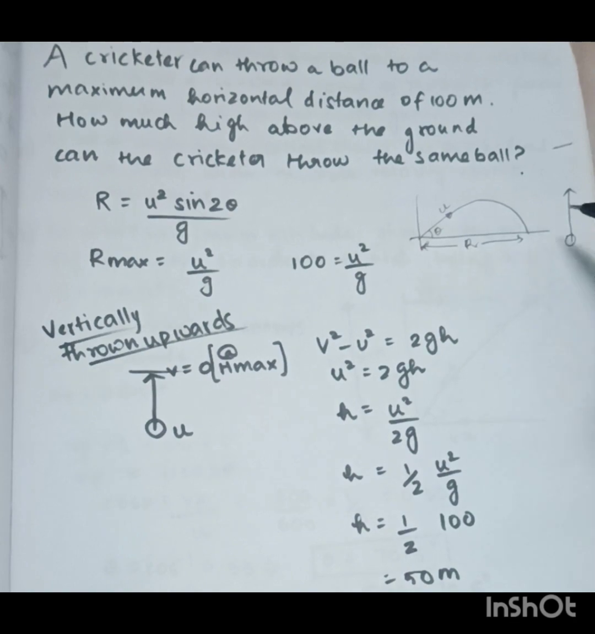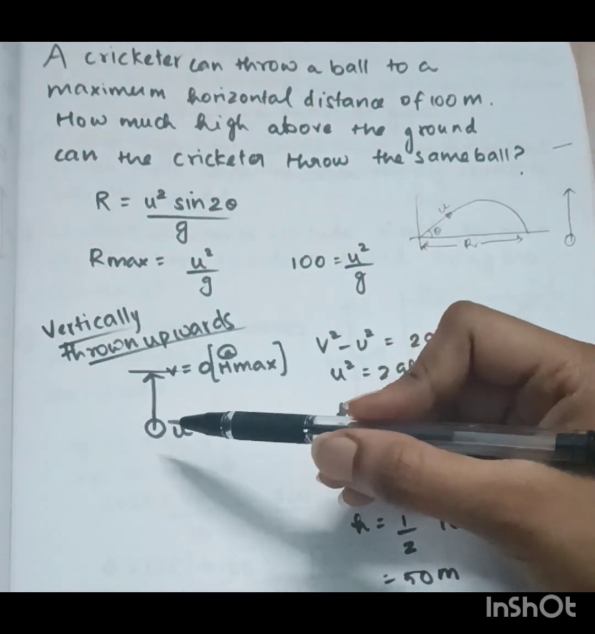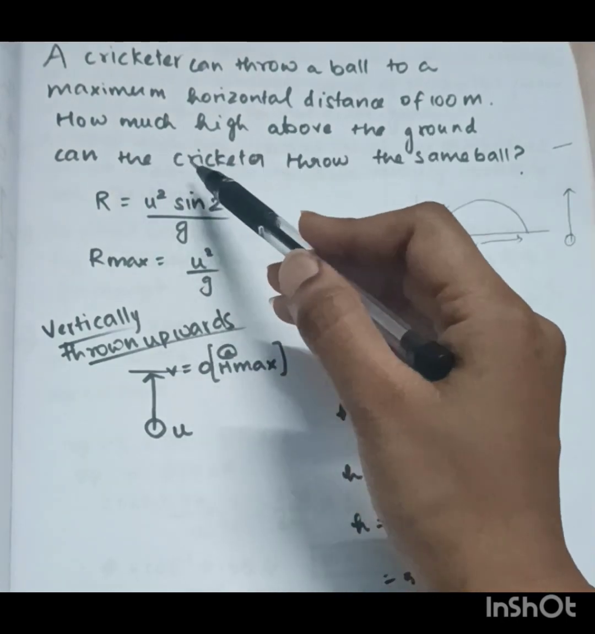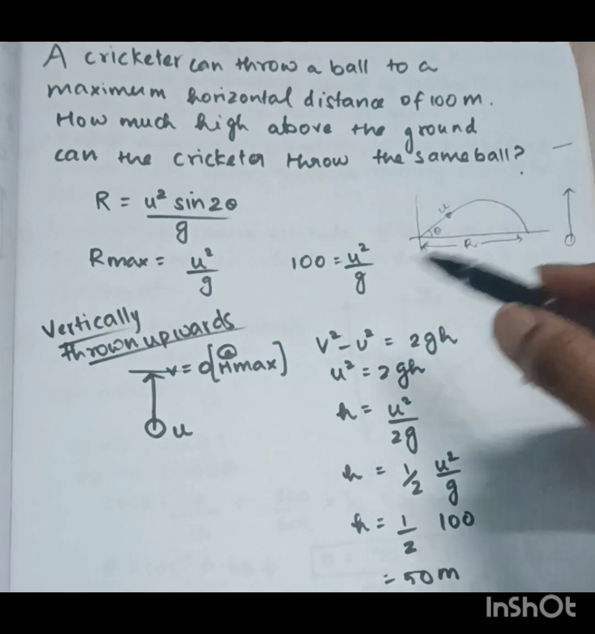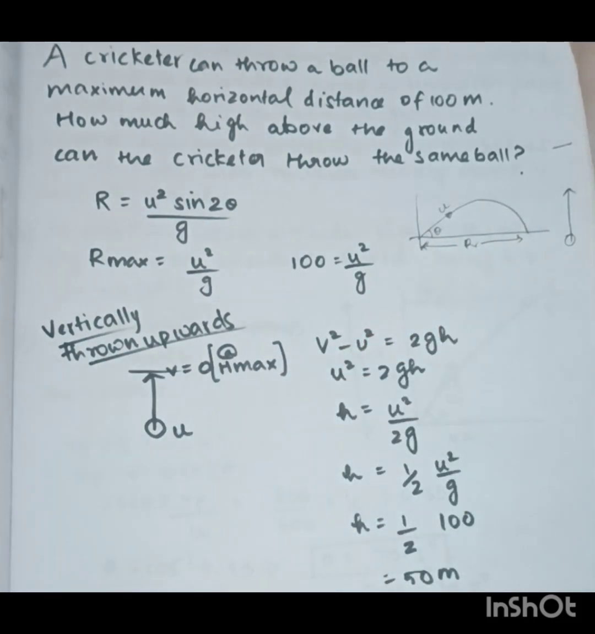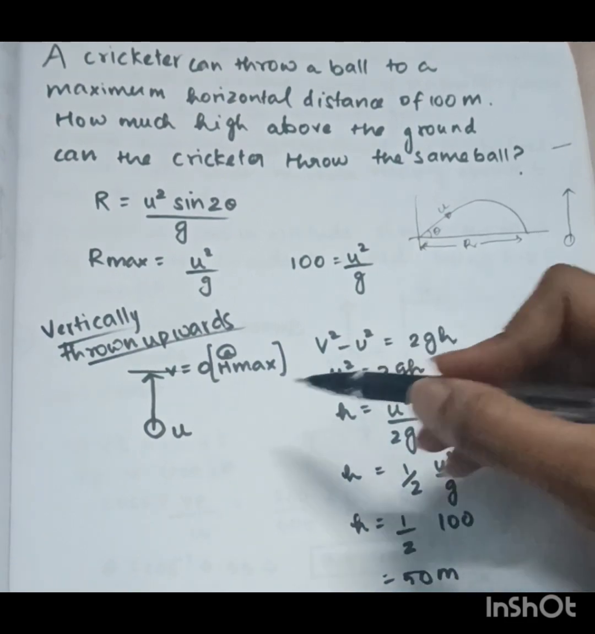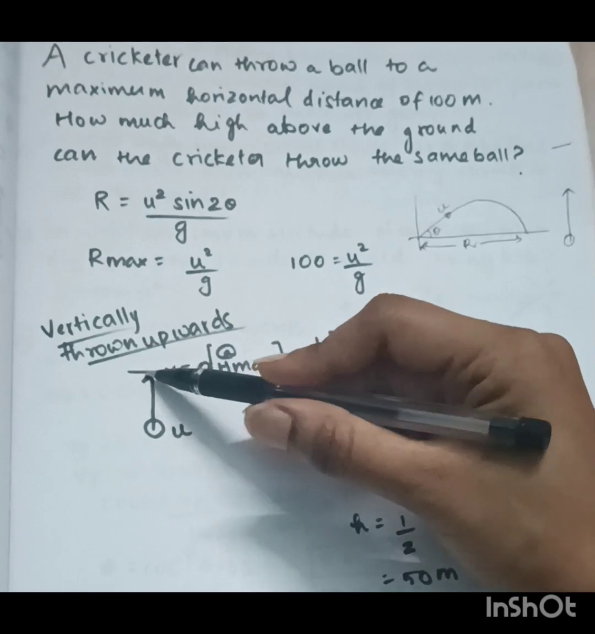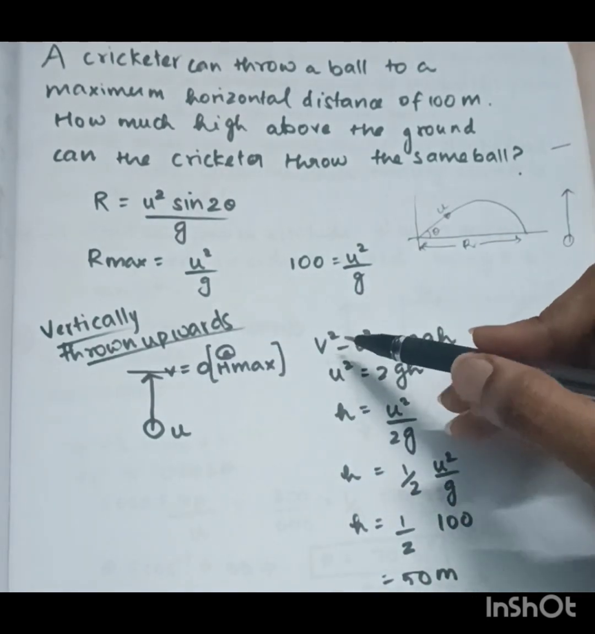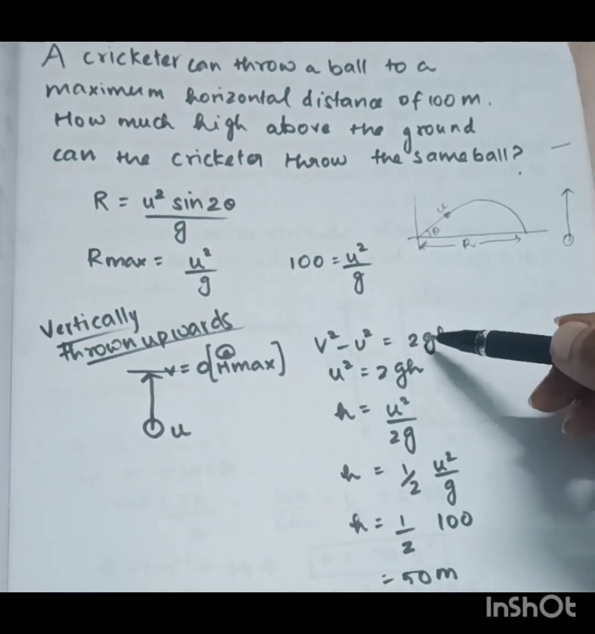Now let us take the case of vertically thrown upwards. If it is thrown vertically upwards with the same velocity u, they are asking the height. So what is the height? They are throwing again with the same velocity but not at an angle, it is thrown vertically upwards. V square minus u square equals 2gh. At maximum height, we know velocity of the ball is 0. So we can write v square as 0. So minus u square equals 2gh.